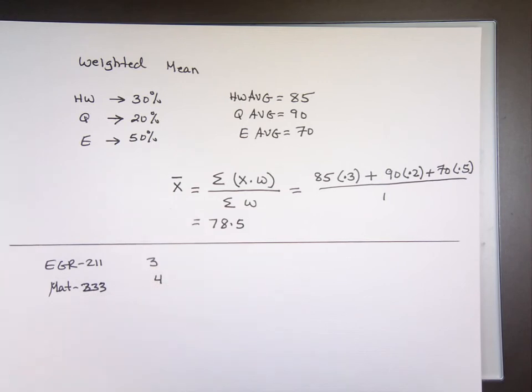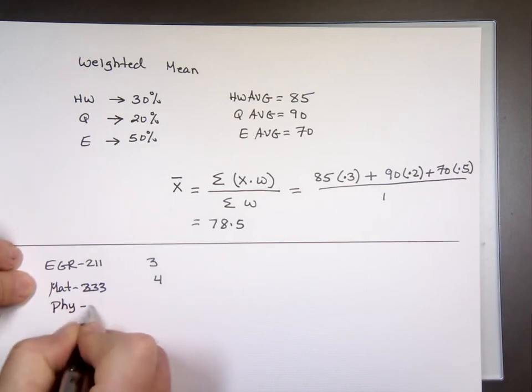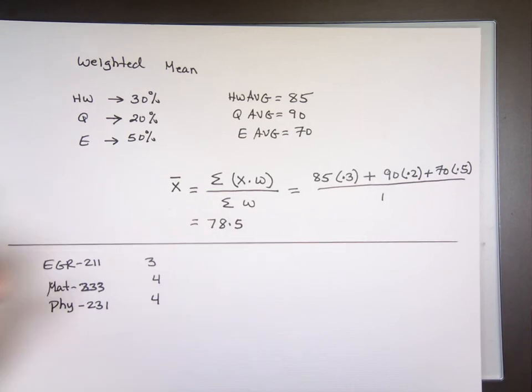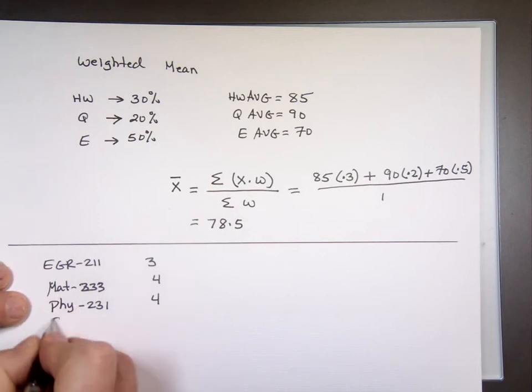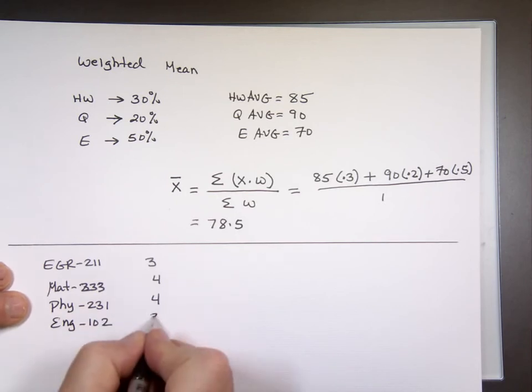Anyone's taking physics? Physics 231. That's 4 credits. And let's say you're taking English Comp 2. English Comp 2 is what? English 102. That's 3 credits. Then yoga for 1 credit.